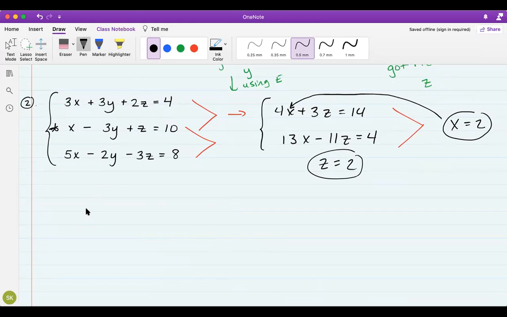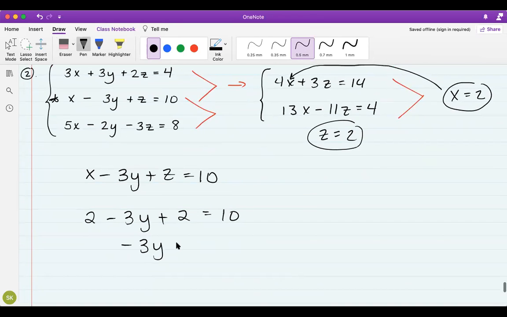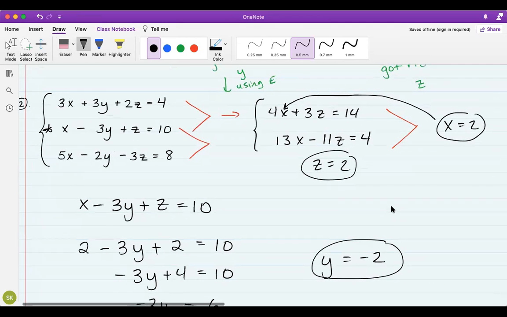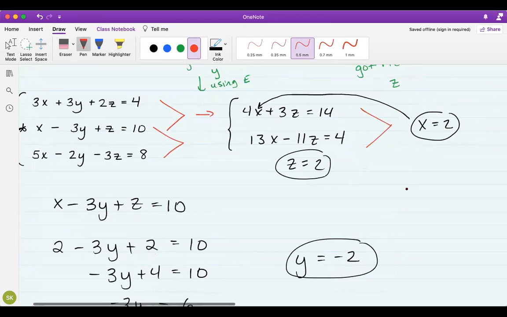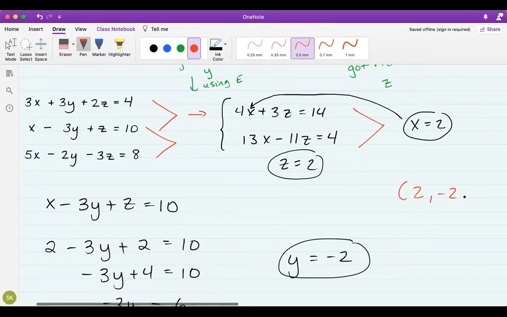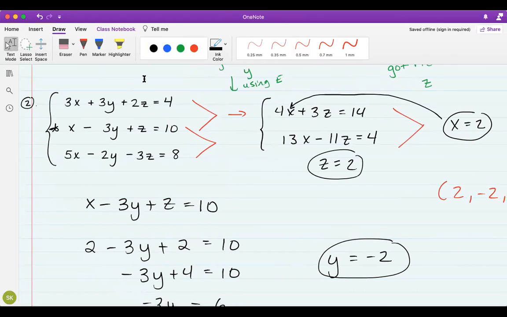Okay, so I'm going to write the equation down here. x minus 3y plus z is equal to 10. We have x is 2 minus 3y plus z is 2 is equal to 10. So we get negative 3y plus 4 is equal to 10. So 6 is equal to negative 3y. And then y is equal to negative 2. So we did get that ordered pair, which was 2, negative 2, 2. The x being 2, the y being negative 2, and the z being 2 from this original point.